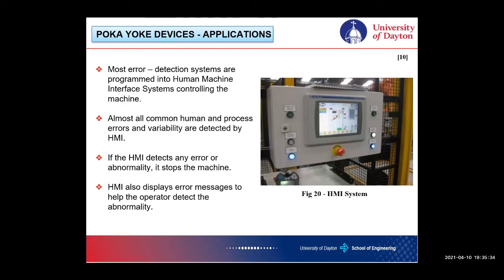Another example of such a system is the human machine interference system. Almost all common human and process errors and variability are detected by the human machine interference system. If HMI detects any error or an abnormality, it stops the machine. Human machine interference also displays error messages to help the operator detect the abnormality.